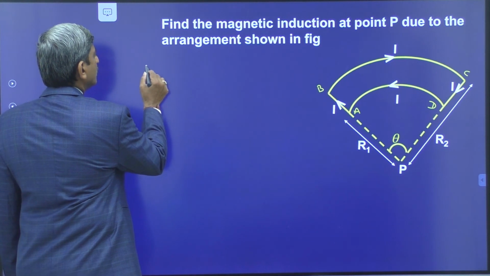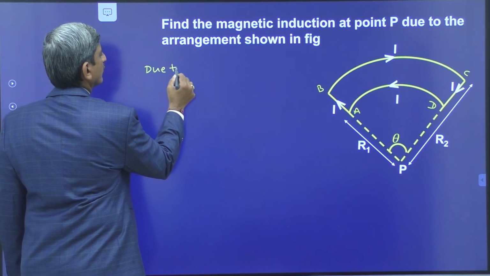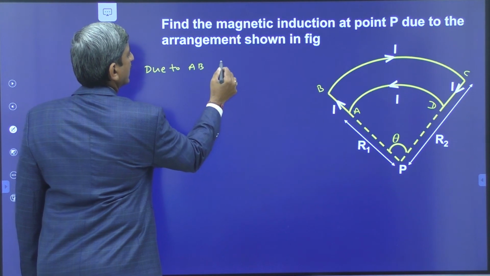First of all, due to AB, what is the magnetic induction?